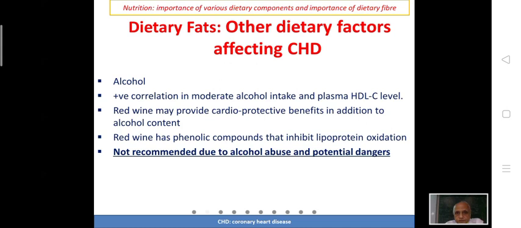Red wine may also provide cardioprotective effects in addition to its alcohol content. It has phenolic compounds that inhibit lipoprotein oxidation. So in a way, it is beneficial. Red wine is beneficial and people recommend it globally. But of course, because alcohol abuse is strongly not permitted in India and in our society, it is not recommended.